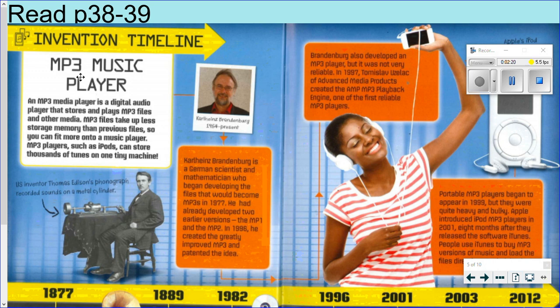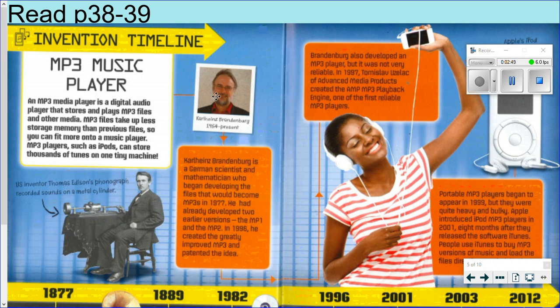Okay, so MP3 music player. An MP3 media player is a digital audio player, audio means sound, that stores and plays MP3 files and other media. MP3 files take up less storage memory than previous files, so you can fit more onto a music player. MP3 players such as iPods can store thousands of tunes on one tiny machine.